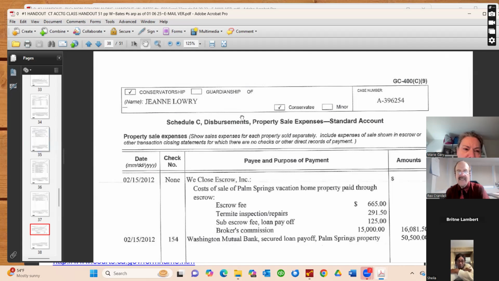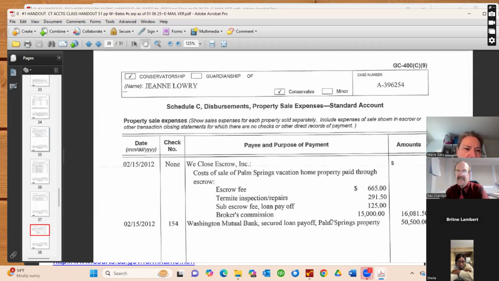The point is, like in this case, disbursements on a property sale. If this is appropriate, it's irrelevant that it doesn't match guardianship or conservatorship. Thank you.